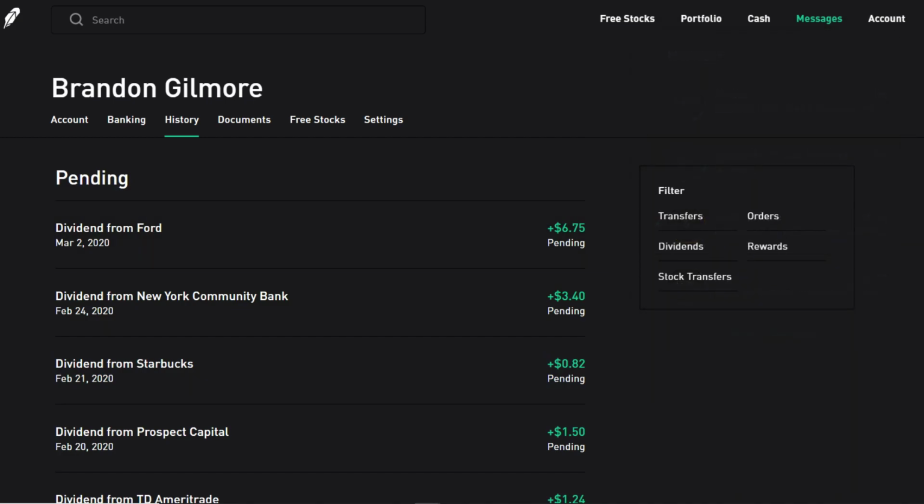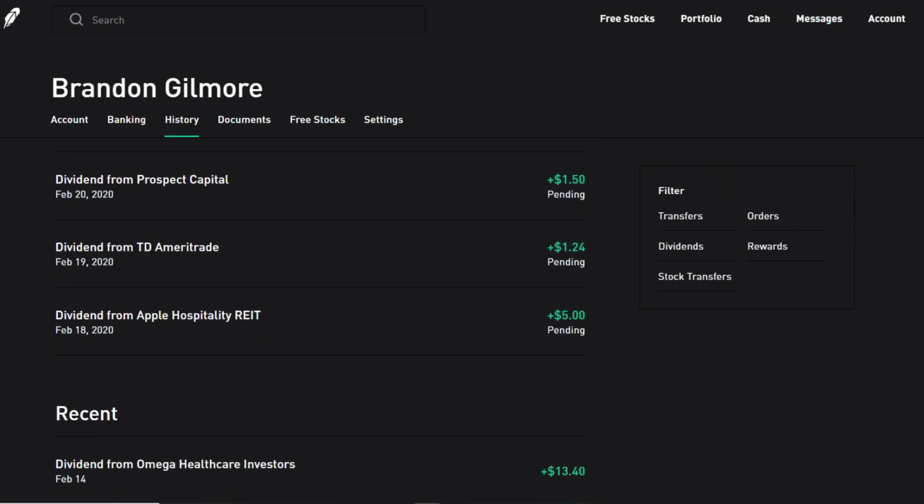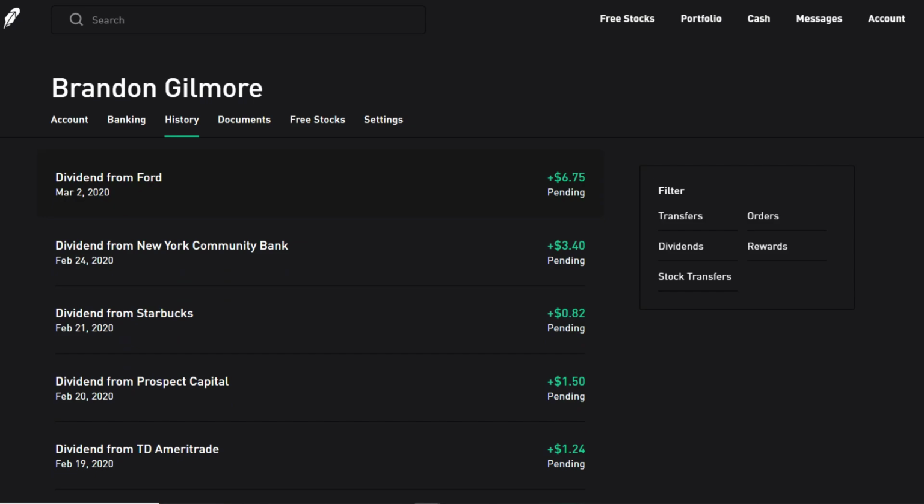So get rid of that messages tab. I have it set up so my first thing here is going to be my upcoming dividends. I have an upcoming pending dividend from Apple Hospitality coming in on the 18th, once the market opens back up. That's very exciting, can't wait for that. $5, and the next day $1.24. Then we get a nicer position here on March 2nd. So it'll give you the date when it's coming in.